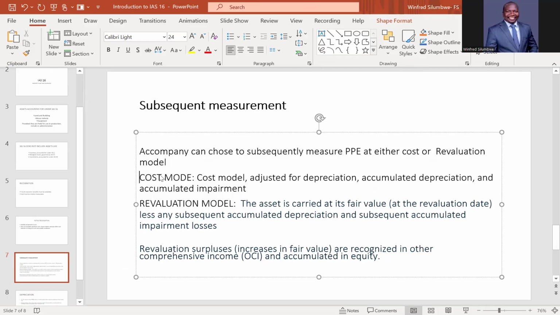You also take note that there could be impairment. Impairment is whereby you have an asset which was bought at 1 million, and now you've charged depreciation in year 1, which is 100,000.